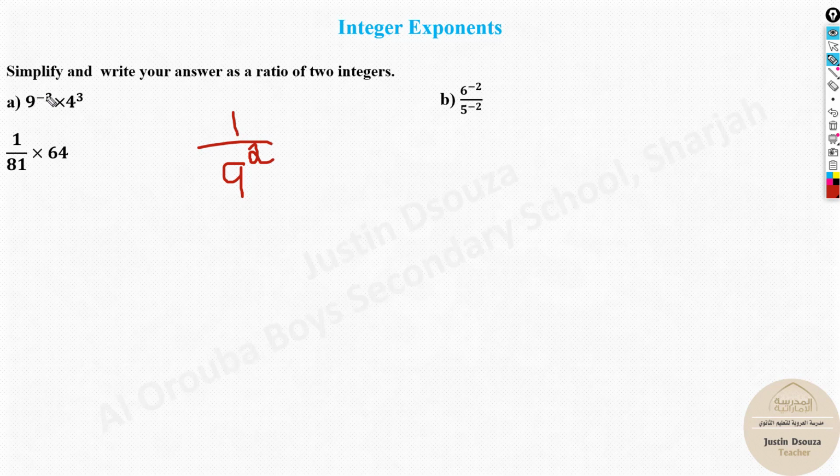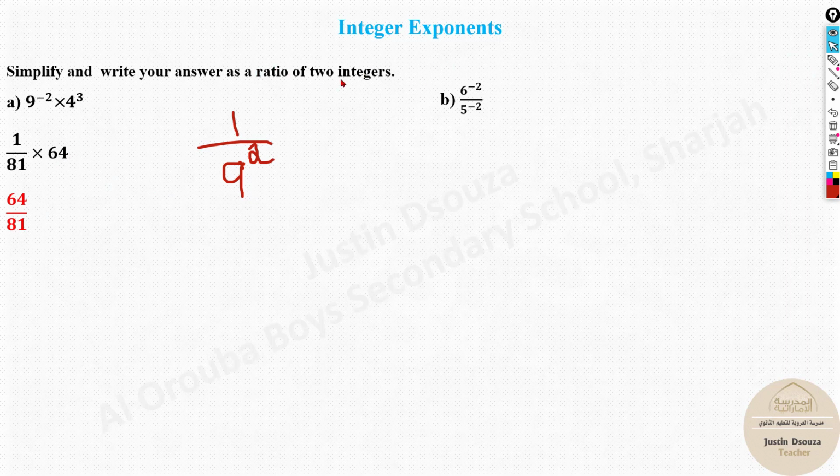Now 9 to the power minus 2. Whenever we take this to the denominator, the power sign changes. If it was plus and you take it down, it would be minus. But now to solve it, we require it in positive. So we take it down, 1 by 9 square, and then 9 square is 81. So 1 by 81. 4 to the power 3 is how much? It is 64. So then now we can easily solve it, right?